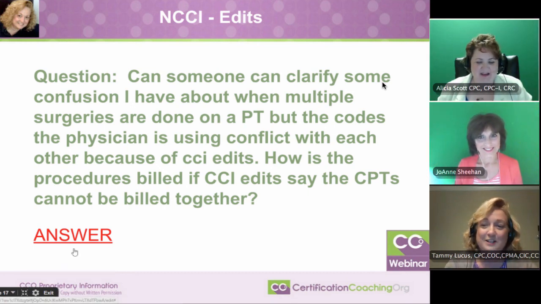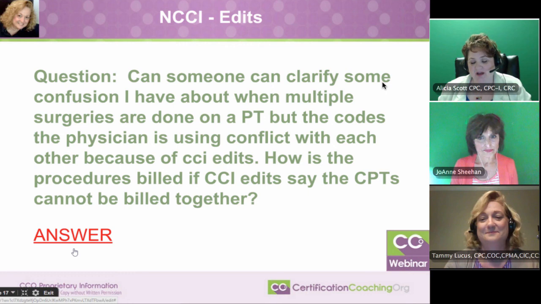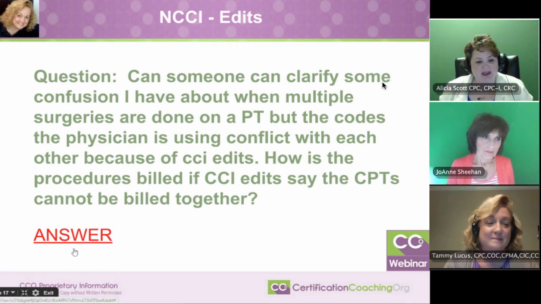Fantastic. Again, that's not only knowing the coding, but it's very important to know that billing aspect as well, and that definitely shows how important it is.